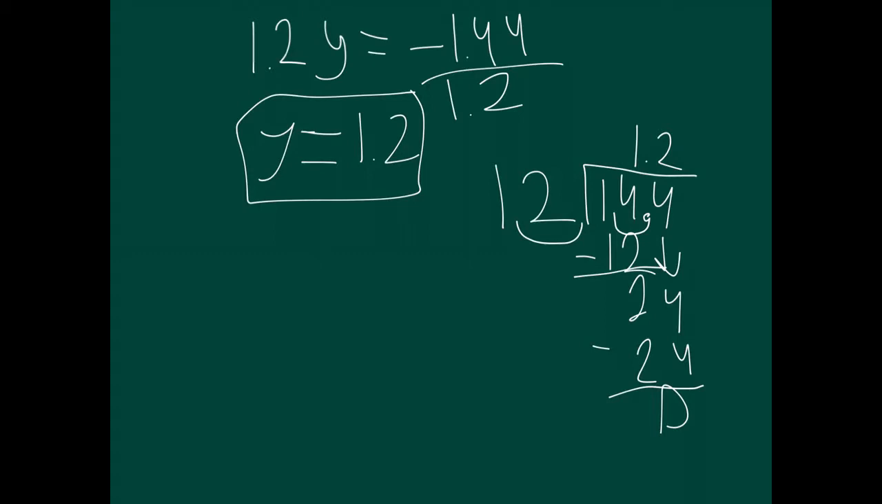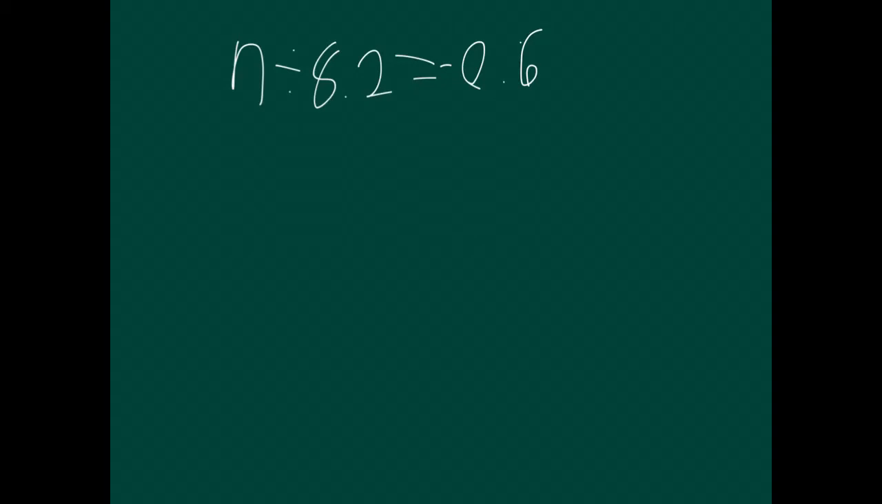And make sure, since it's a negative, you have to put your negative sign, because a negative and a positive equals negative. Next, we have n divided by 8.2 equals negative 0.6.